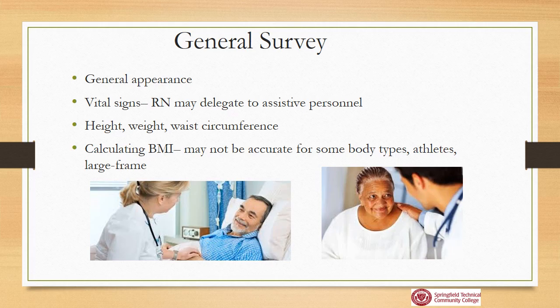You're going to be able to assess vital signs, and you may delegate to your licensed assistive personnel. You may send your PCT in the room to get a set of vital signs before you go meet them, but that's part of your general survey. You're also going to use height, weight, and waist circumference, and you're going to calculate the patient's BMI. That's also part of your general survey. Are they obese? Are they too thin for their age? And remember that BMI may not be accurate for some body types like athletes or patients with large bones or large frames, but the BMI is a good idea of how over or underweight your patient is.